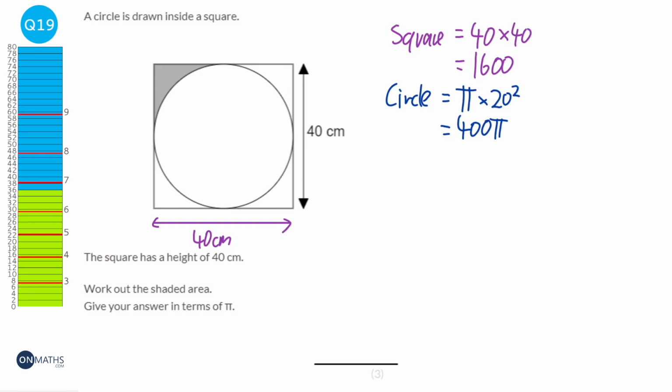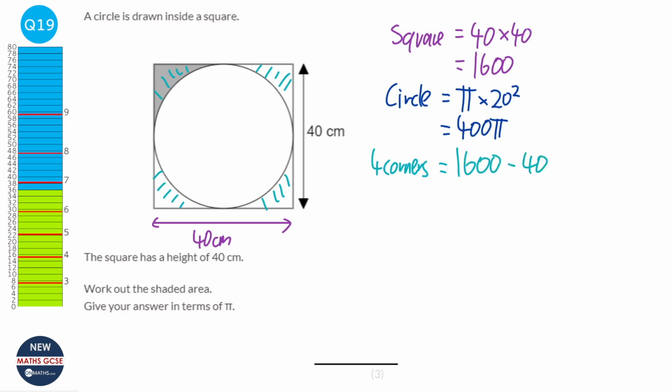Now next we're going to work out all of the corners, so that includes these three here and this one. So I'll say 4 corners, just to try and explain to the person marking my exam what I'm doing. And to do that, we're just going to do the square, take away the circle. So 1600, take away 400 pi. Now we can't actually do anything more than that. That is our answer. So we just leave it at that.